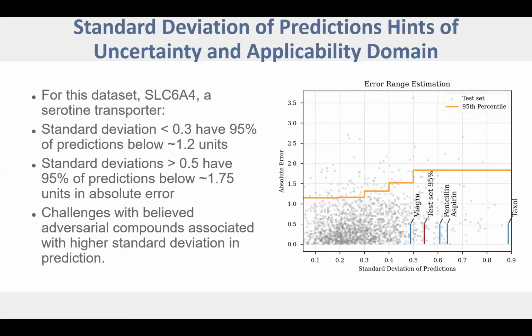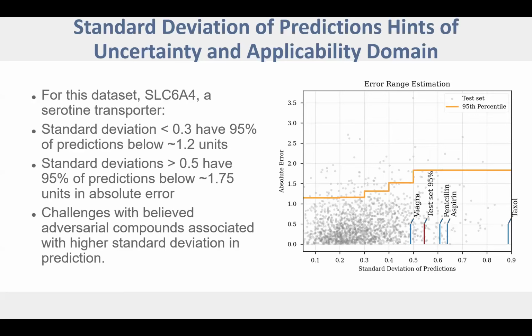So here for this serotonin transporter, I examined the error on the test set, the absolute error, and looked at different segments. What is the absolute error within which 95% of the samples fall? For below 0.3 standard deviation, we see 95% of the test set within 1.2 units. But if we go to about 5, it rises to 1.75 units. So there is a slight correlation between the standard deviation and the expected error on the predictions.